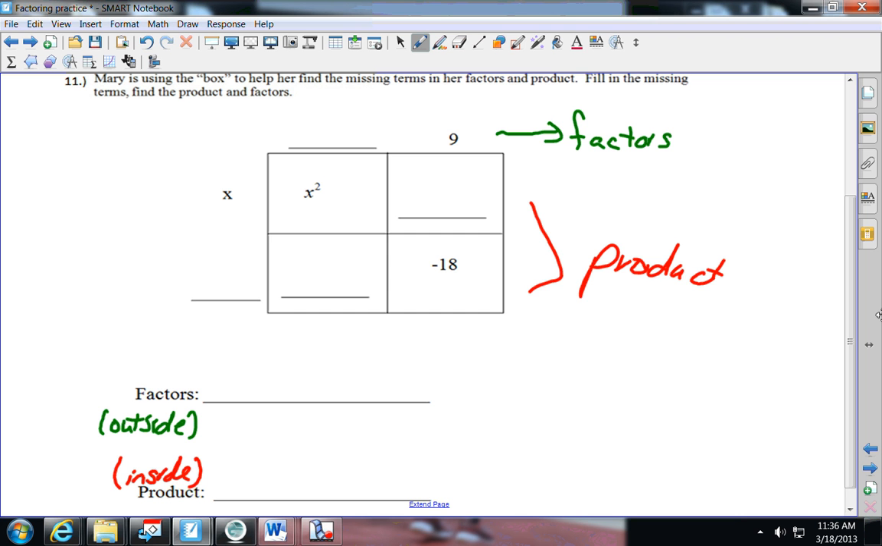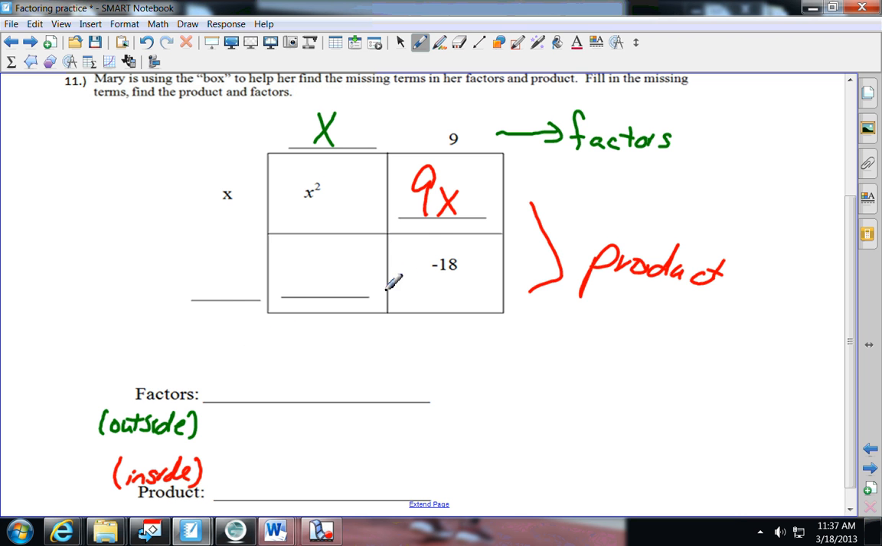Now, you treat it like a puzzle to try and figure out what goes where. I know that inside here I have x squared. Well, x times what gives you x squared? X, because x times x is x squared. Now, I can go with the other pieces. I can do x times 9 gives me 9x.